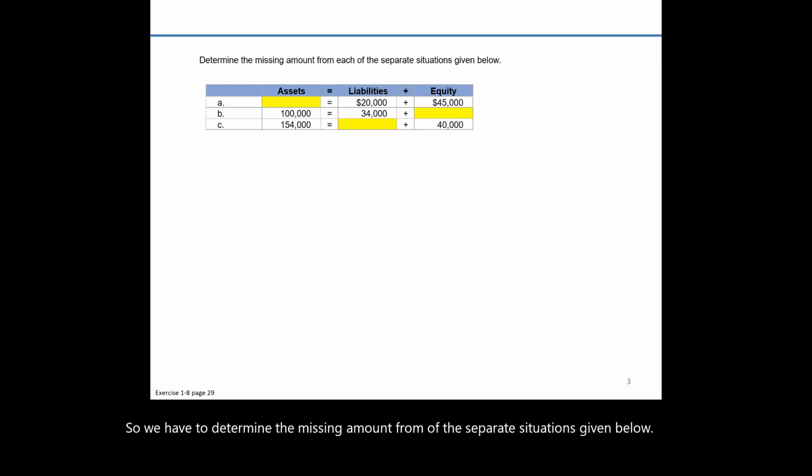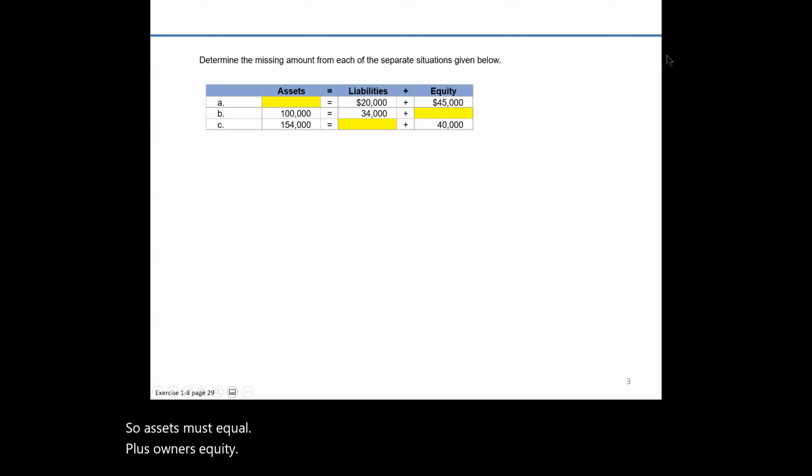By now, you should know that the equation has to be in balance. What the company owns must equal what the company owes. So assets must equal liabilities plus owner's equity. So in the first one, A, we know what the liabilities are, and we know what equity is. What we're asked to solve for is assets.